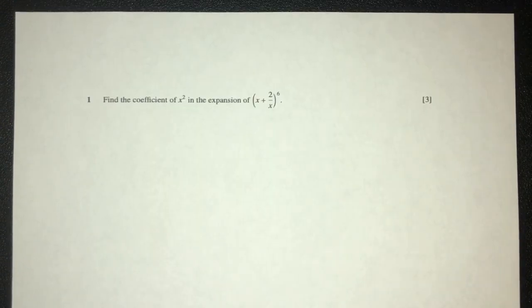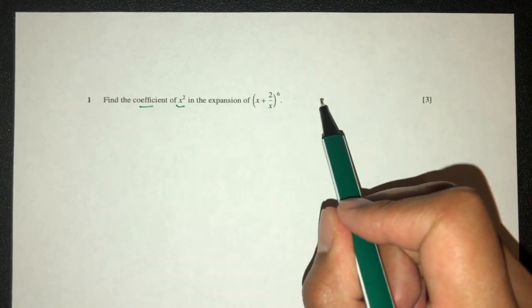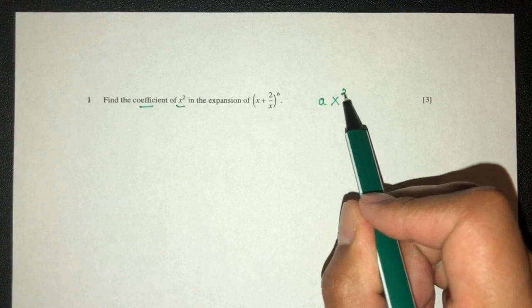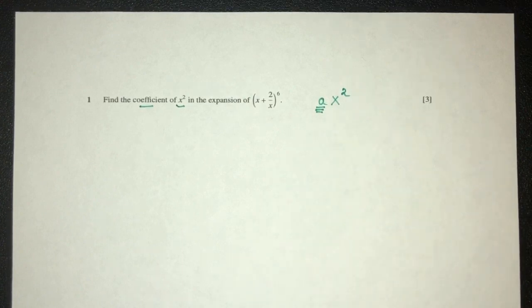So here we have to find the coefficient of x squared in this expansion. Again, the coefficient of x squared is, for example, if you have ax squared, the value we need to give is just the value in the beginning. So let's first find the term in x squared.